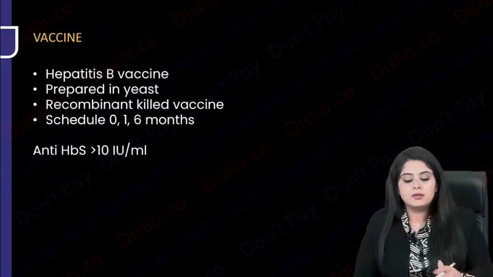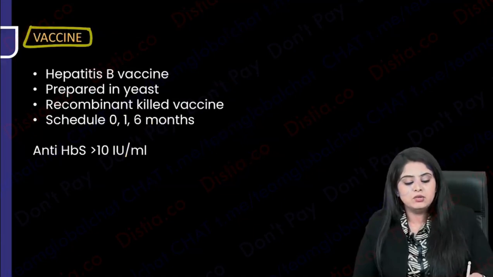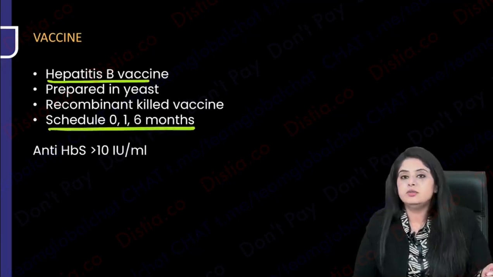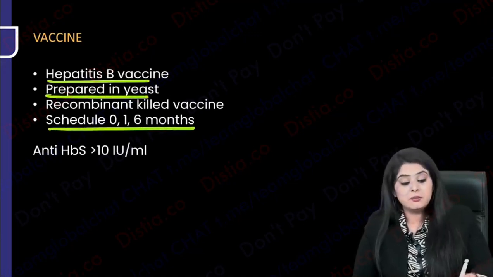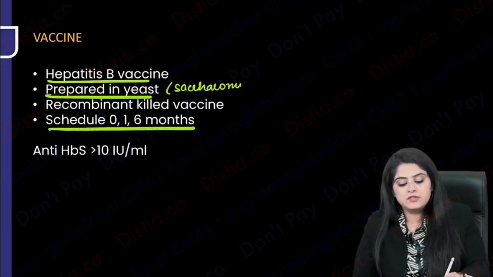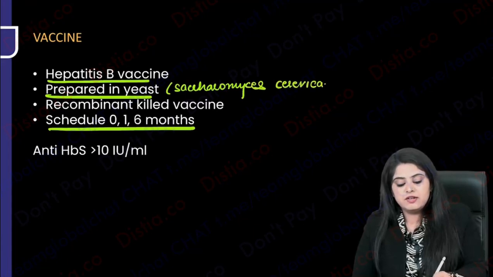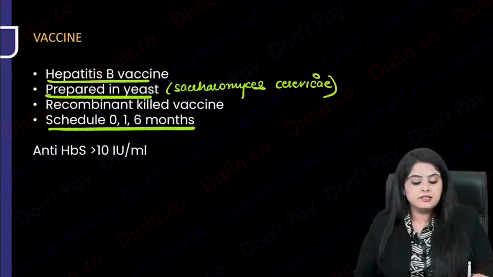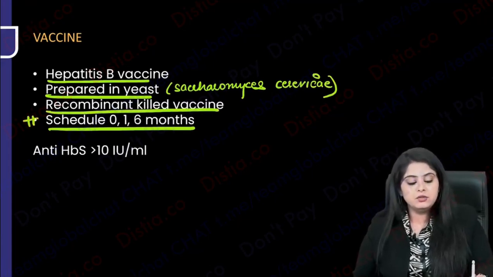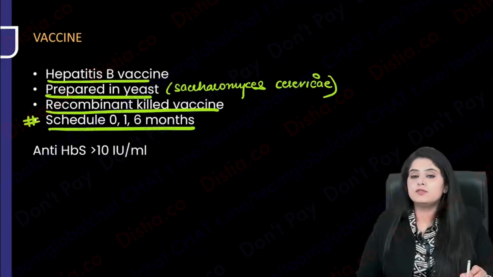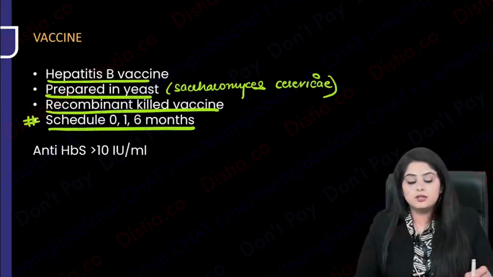Now that we're talking about the vaccine, I think we all know the hepatitis B vaccine schedule, which we have done. It is 0, 1 month, 6 months. This is prepared in a yeast. If you still want to know which yeast, Saccharomyces cerevisiae. This is prepared in Saccharomyces cerevisiae, the fungus or yeast, and it is a recombinant killed vaccine, 0-1-6. Every time you have gone in for this, you have taken the 0-1-6 dosage.